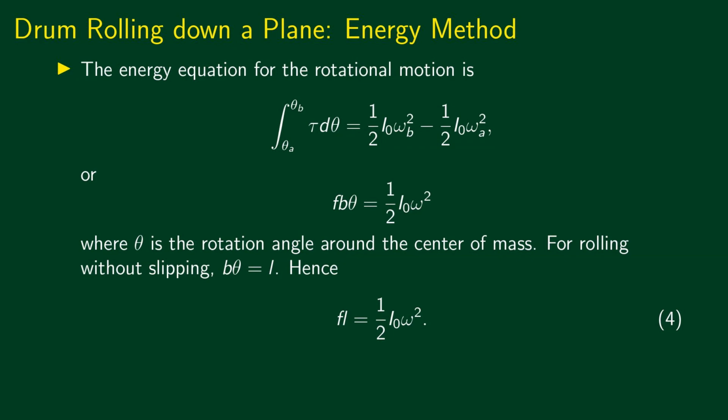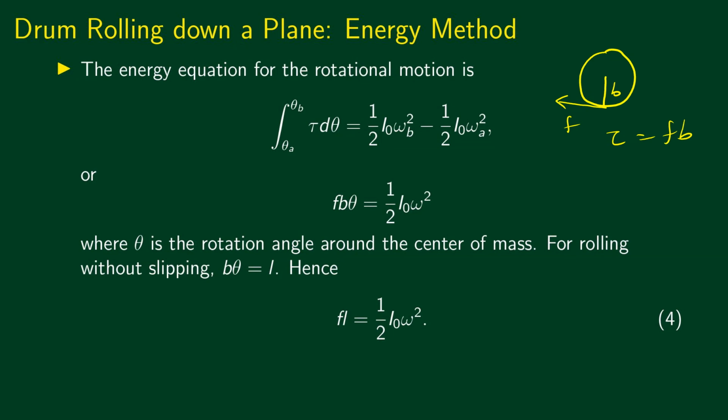Taking the initial angle as 0, we can simply write this as theta. And this tau we can write as f multiplied by b, because the only force that causes torque here is this force, and the perpendicular distance is b. So tau can be written as f b. So you see that f b theta is equal to half I0 omega square. Theta is the rotation angle around the center of mass, that is, how much it has rotated in total in going from point A to point B.